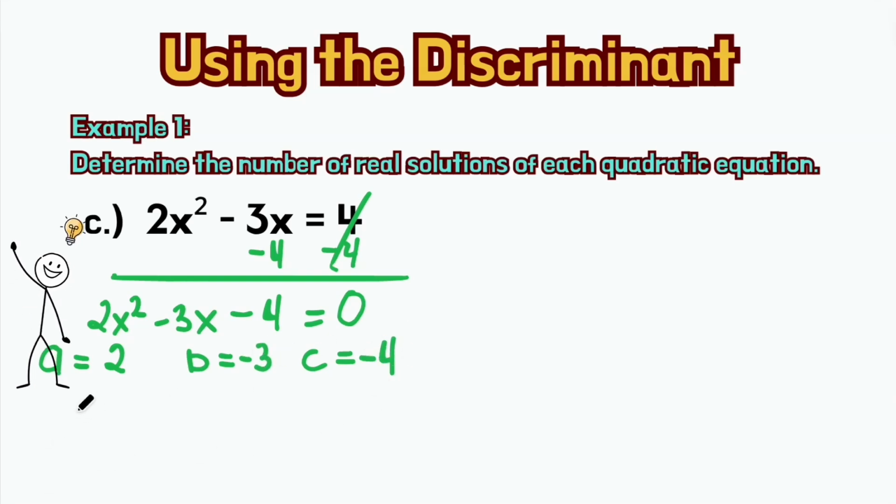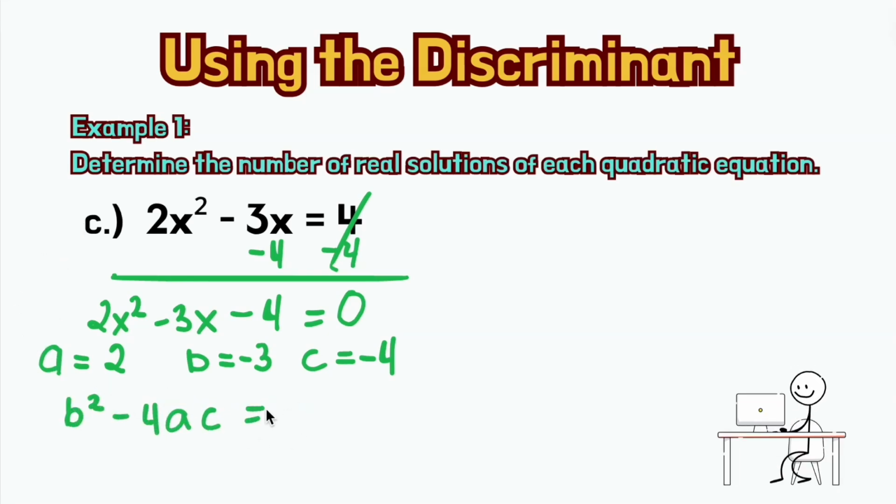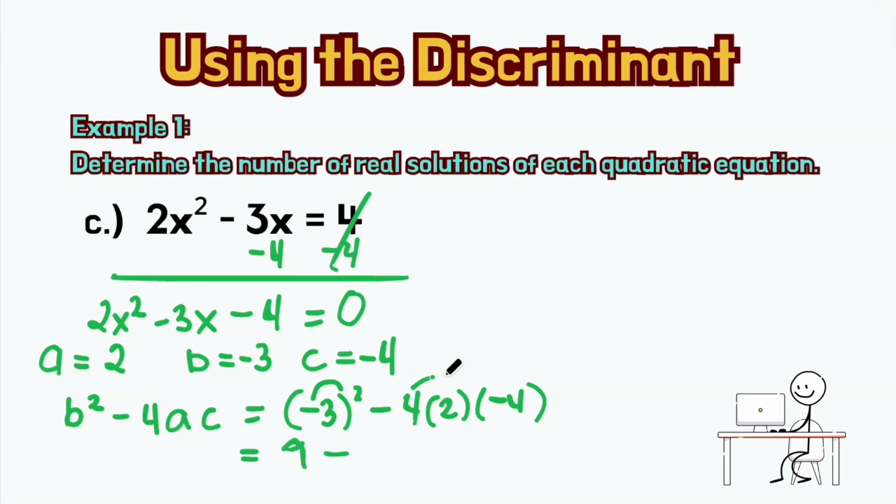Okay, so the discriminant is b squared minus 4 times a times c. So b, which is negative 3 squared, minus 4 times 2, which is a, times c, we have negative 4. And we simplify this one. Negative 3 squared, that is positive 9. Negative 4 times 2, that is negative 8. Times negative 4, that is positive 32. And when we add them together, the result would be 41.